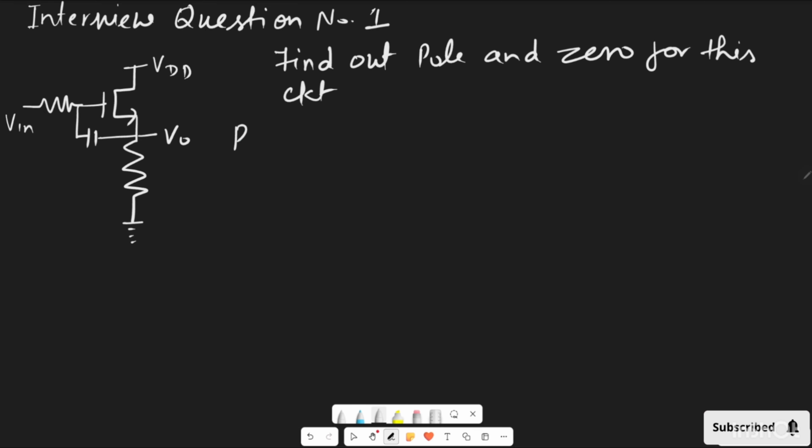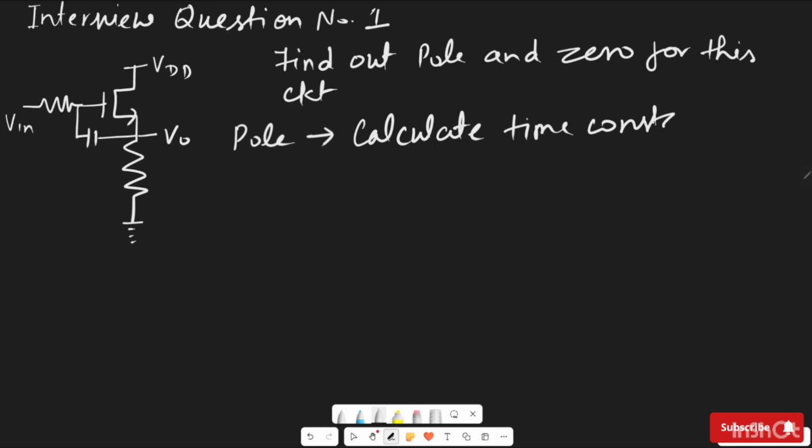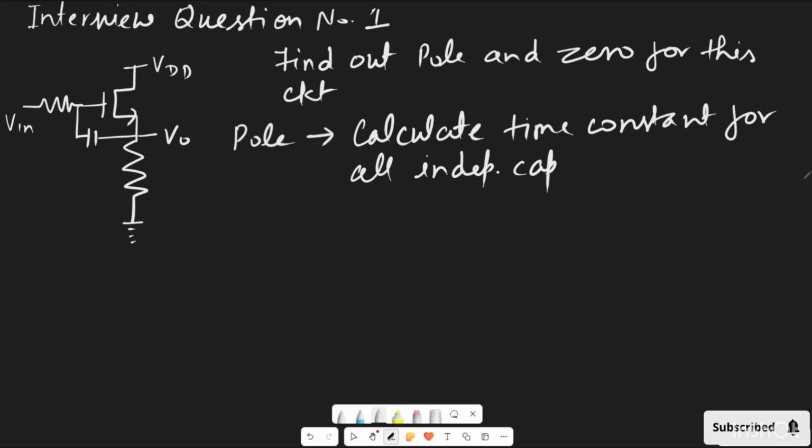For pole, the simple method is to calculate the time constant for all independent capacitors. Here we have only one capacitor, so we will have one time constant only and one pole. And the time constant for a capacitor is R equivalent times C, where R equivalent is the equivalent resistance across this capacitor. So how to calculate R equivalent here?